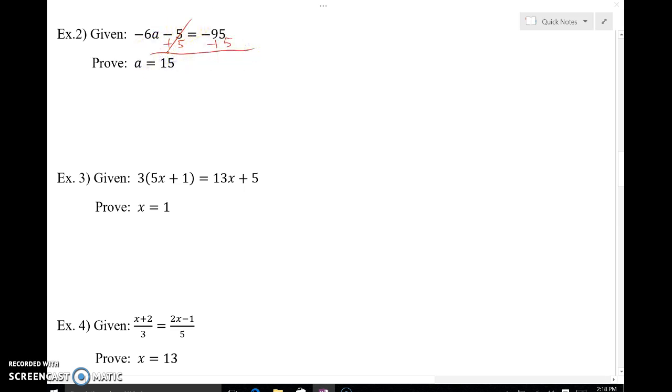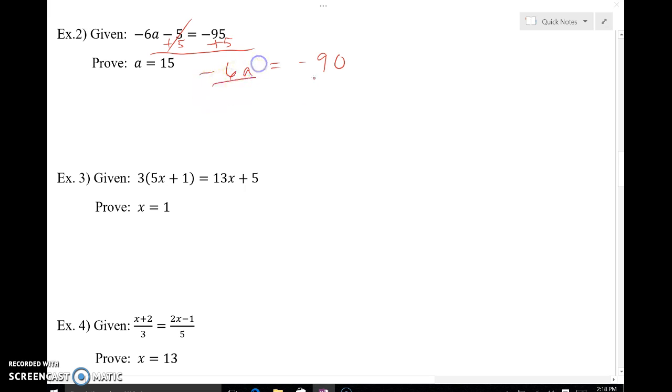Negative 5 plus 5 is 0, so that's going to leave me with negative 6a, and that's equal to negative 95 plus 5, which is negative 90. Now I'm almost there. I need to get rid of this negative 6. Now that negative 6 is jammed up to the a, that means it's multiplication. How do I get rid of multiplication?